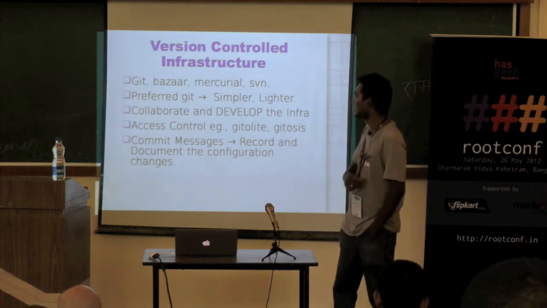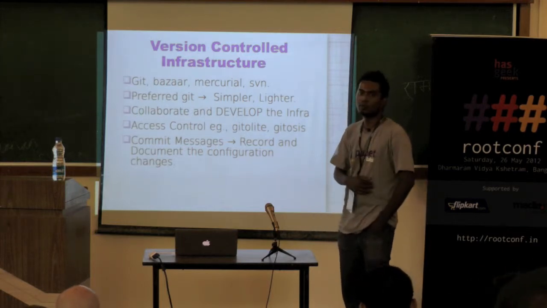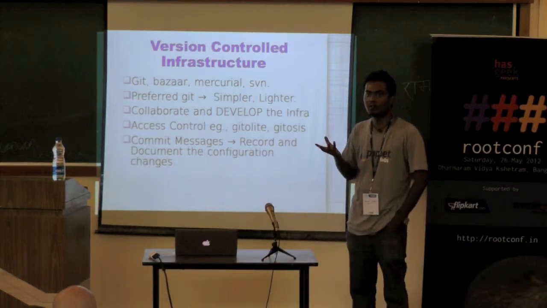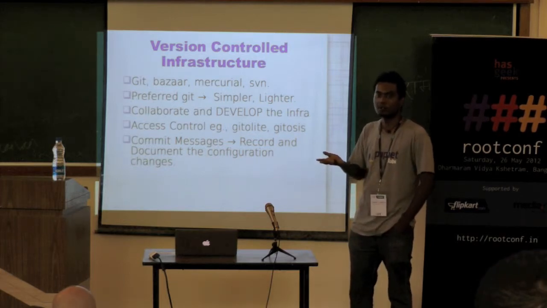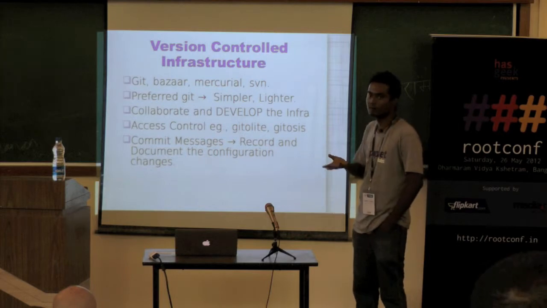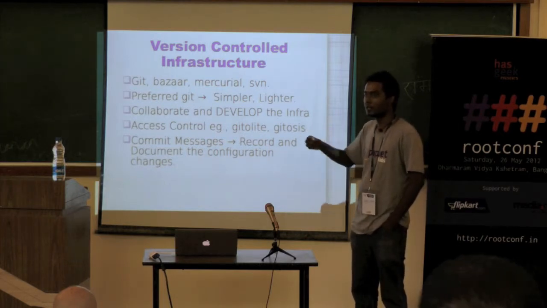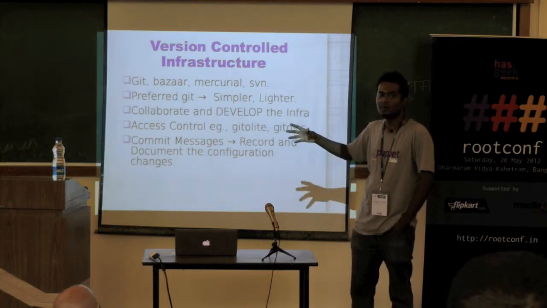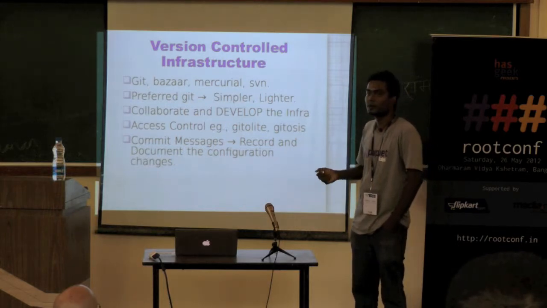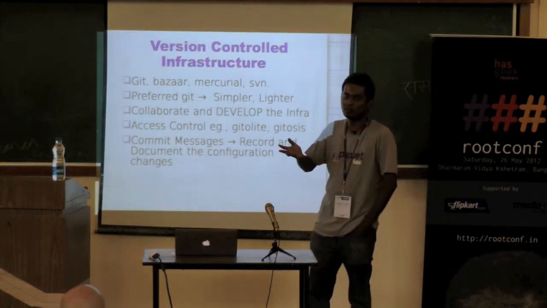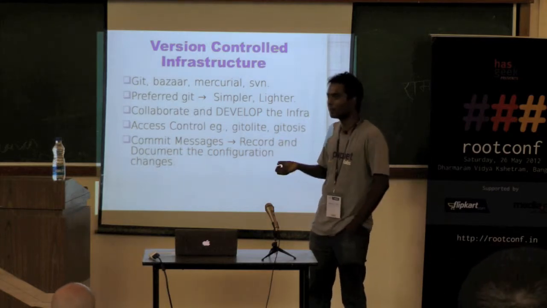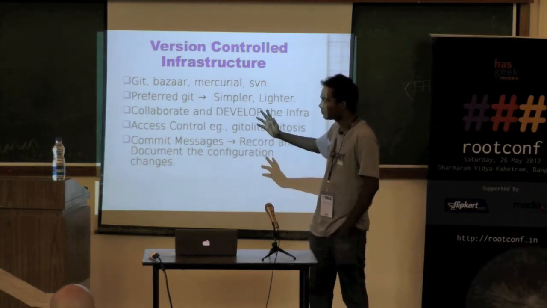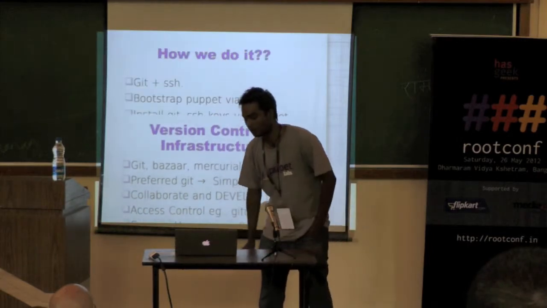Another thing is you can use hooks to manage a lot of things. You have post receive hooks in Git. What we do is we have a central Git server, and we use the post receive hook to push that to the client machines. Post receive hooks can also be used to control running your Puppet, also applying your Puppet manifest. As I said, to compile it you can just say puppet apply with the module path.